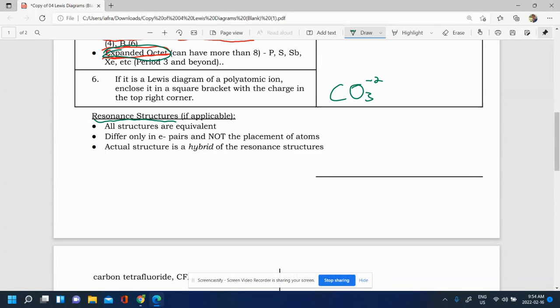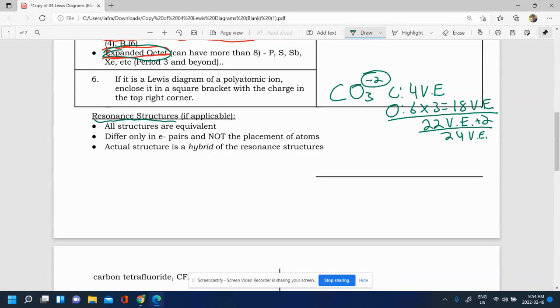And so when we're doing that, we're going to calculate the number of valence electrons. For carbon, it's 4 valence electrons. For oxygen, we have 6, but don't forget there's 3, so it's 18 valence electrons. And then when you add them together, you'll get 22 valence electrons. But don't forget you have a charge over here of -2, and so you do have to add 2 more electrons to your total to get 24 valence electrons for the entire structure.